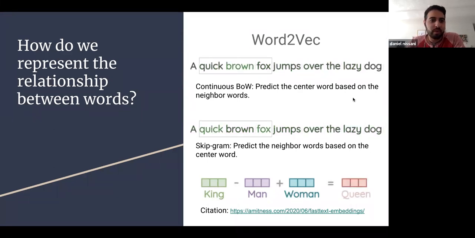Any questions before we keep on moving on? This is the crux of this big development that happened in NLP.